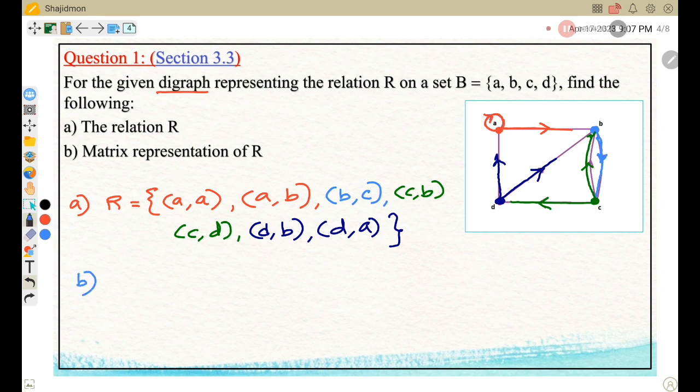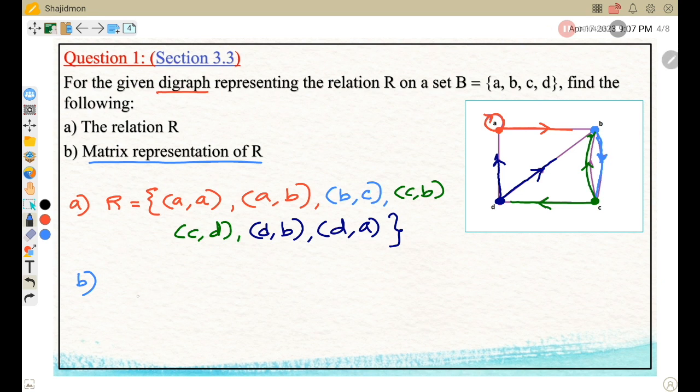Question B. Find the matrix representation of the relation R. That means we have written the relation as ordered pairs. The same relation we are now representing as a matrix representation, or 0-1 matrix, or binary matrix, the Boolean matrix. We can write that one, correct?